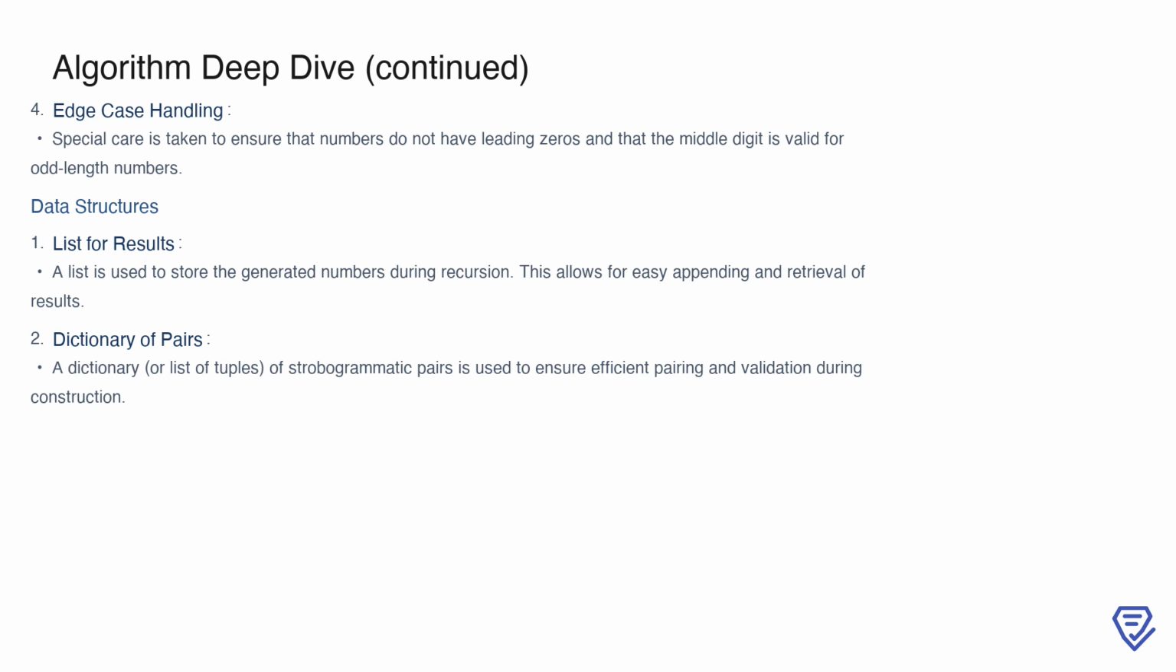To implement this effectively, we use specific data structures. A list is used to store the results during recursion, allowing for efficient appending and retrieval of generated numbers. Additionally, a dictionary or a list of tuples is used to store the valid strobogrammatic pairs. This ensures that pairing and validation can be performed efficiently as numbers are constructed recursively.